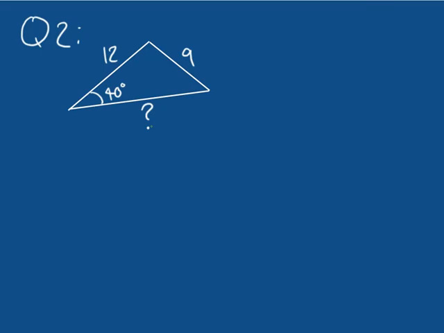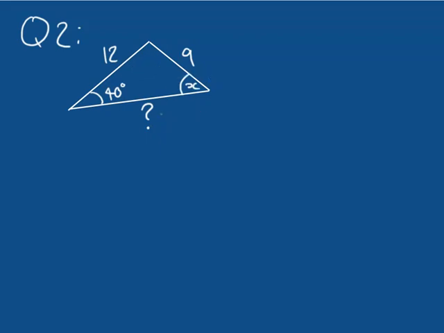Okay, welcome back everyone. So starting out, we can actually use the sine rule to work out this angle here, which I'm going to call x, because we know that 40 is opposite 9, and we have an edge here of length 12, which is opposite this angle. So we can actually use the sine rule to find our angle x.